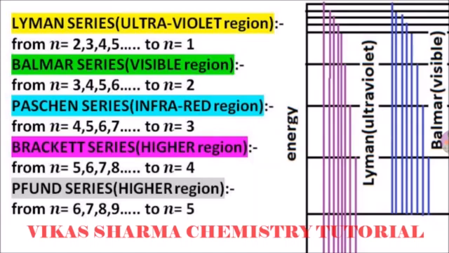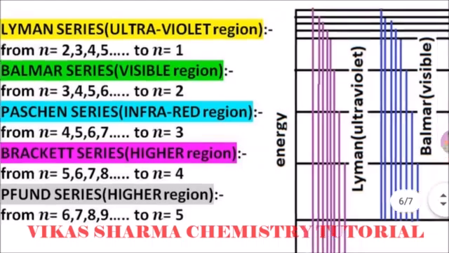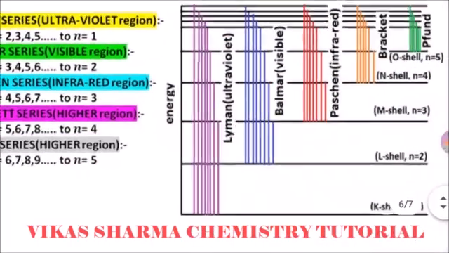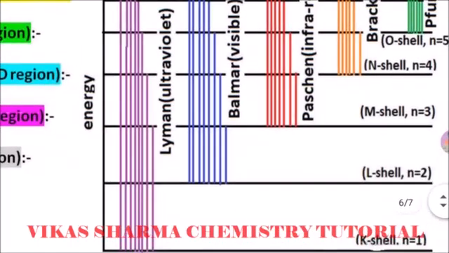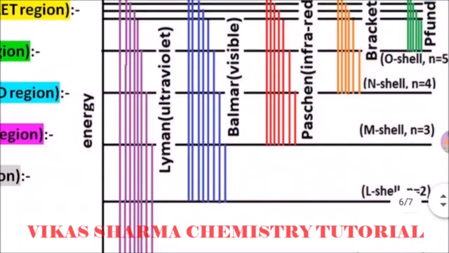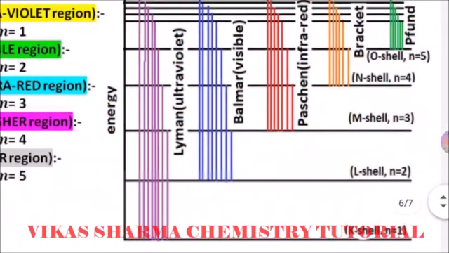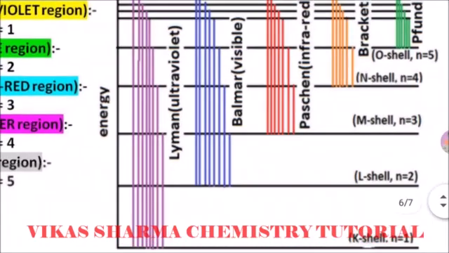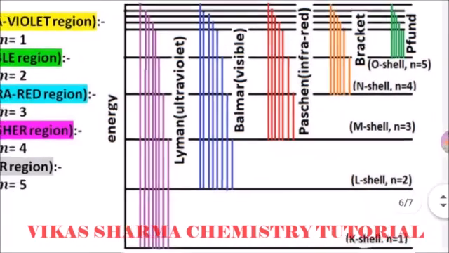The Paschen series, the infrared region, is considered when the electron comes from 4, 5, 6, 7 to n equal to 3. And the Brackett series, also a higher region, is when the electron comes from 5, 6, 7, 8 to n equal to 4. And the Pfund series, also a higher region, is when the electron comes from 6, 7, 8, 9 to n equal to 5. So different types of series you have seen. The Lyman, ultraviolet zone; the Balmer, visible region; the Paschen, infrared; the Brackett and the Pfund series, higher zone.